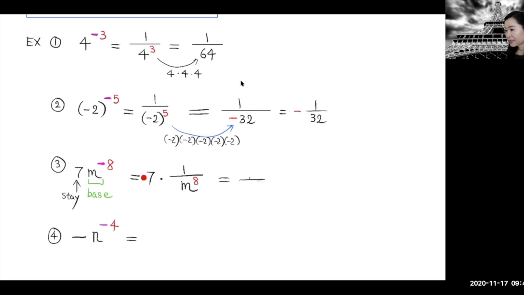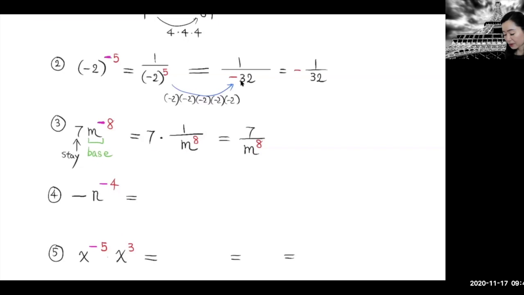And 7 is the same as 7 over 1, so you multiply with this numerator on top. So 7 on top, m to the 8 in the denominator. In the future, when you see this 7 here, it is going to stay on top in the numerator, and this m to the 8 is going to go to the denominator. This is multiplication.